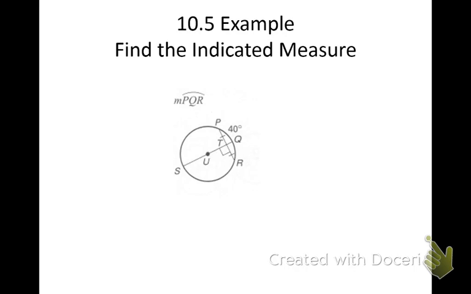Example. Find the indicated measure. PQR. Make sure you notice what they're asking for. They're wanting PQR, so they're wanting the length, the measure of this entire chord, PQR. What would that be and why? Seth. It would be 80. Why? How did you know it was 80?